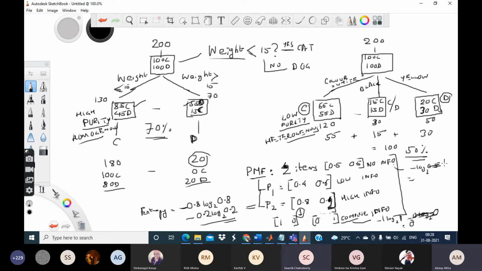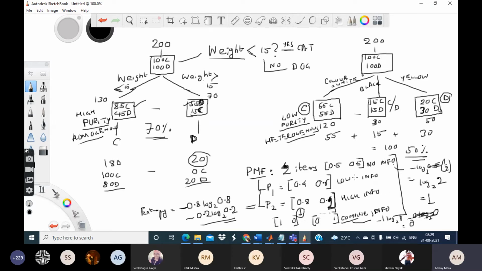Minus log 0.5. So simplifying it further, instead of 0.5, I write it as 1 over 2, so I write log base 2, and you get 1. Now taking this log base 2 is not necessary, but if you take log base 2 in this case, it makes sure that this entropy lies between 0 and 1.